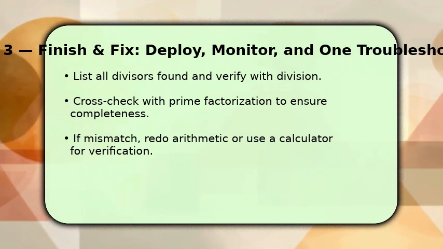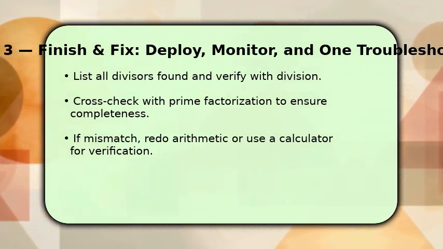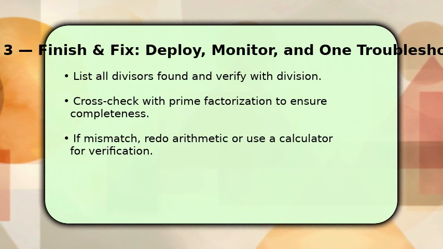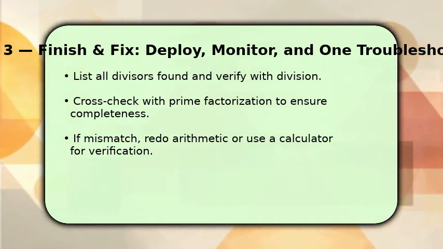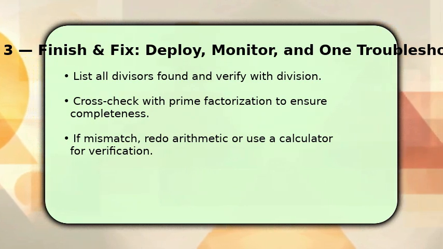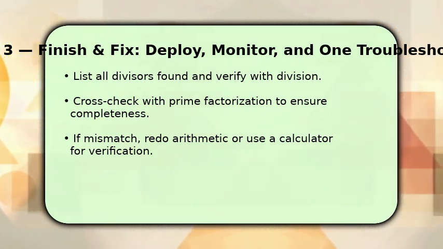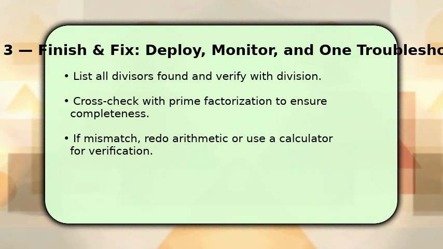If something doesn't add up, don't guess. Recheck the arithmetic slowly, redo the digit sum or alternating sum tests, or use a calculator for one division as a tiebreaker. That troubleshooting tip resolves most errors and gives you confidence in the final list.